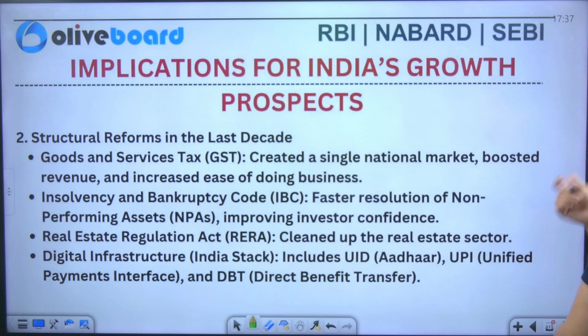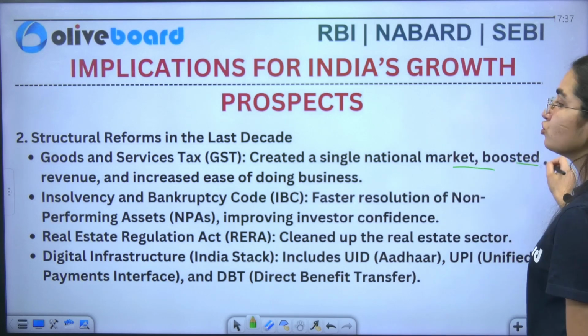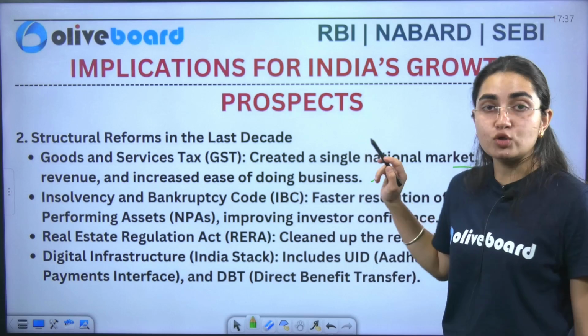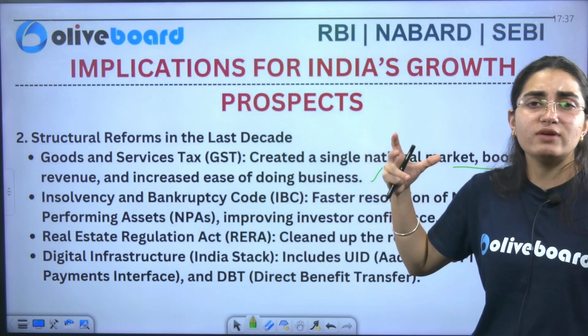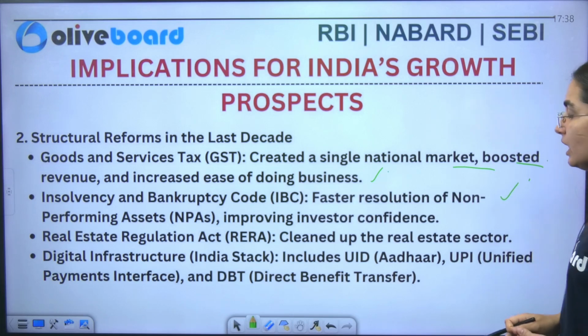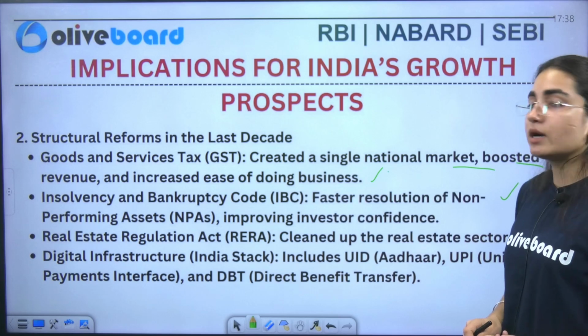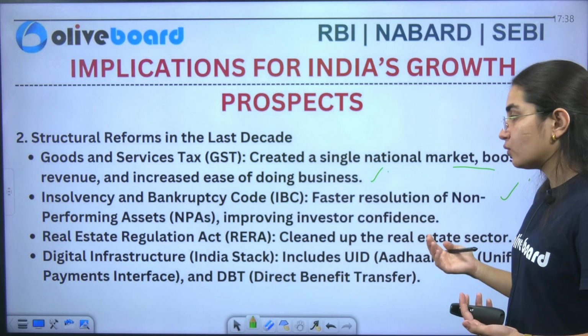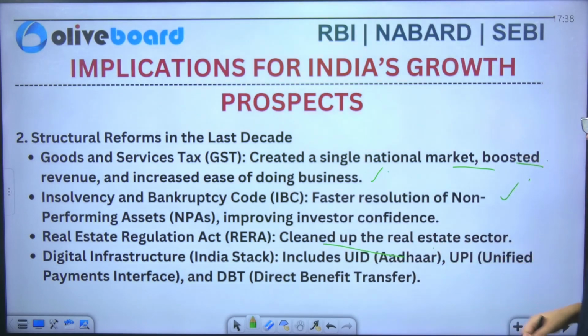ठीक है. Now we will talk about the structural reforms in the last decade. So GST की बात करो, so it has created a single national market, boosted your revenue and increased your ease of doing business. Now GST has made things very easy. Insolvency and Bankruptcy Code की बात करो, so it has faster resolution of non-performing assets, improving your investors' confidence also. RERA की बात करूँ अगर तो that is your Real Estate Regulation Act. It has cleaned up the real estate sector. Digital infrastructure की बात करो, so it includes your UID, which is your Aadhaar, your UPI and your DBT, that is your direct benefit transfer.